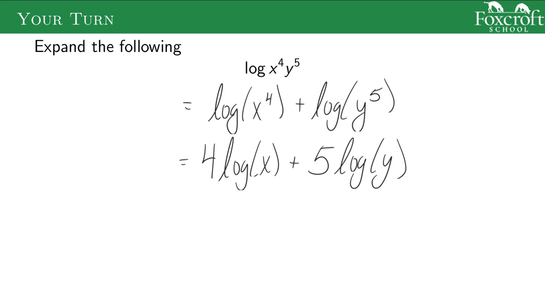Again, the steps. Multiplication between these two things turns into that plus sign. This exponent jumps to the front. This exponent jumps to the front. All right, so there's 2, maybe 3 steps that you have to do to break this up into simple logs.